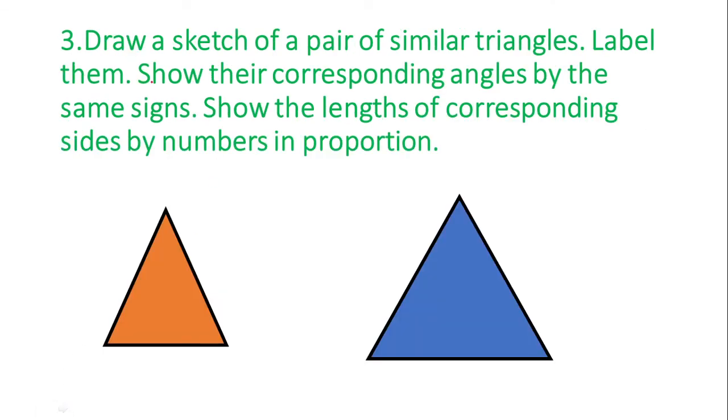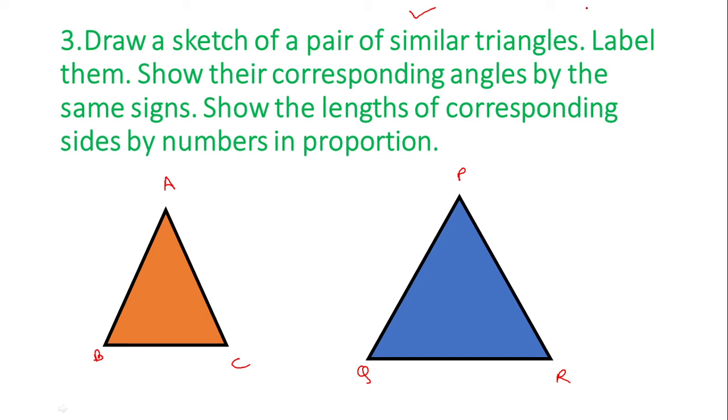Now children, the third one is the easiest. Now you have to draw a sketch of a pair of similar triangles. Now this is an open-ended question. You can draw a pair of any similar triangles, label them, then show their corresponding angles by the same signs and show the length of the corresponding sides by numbers in proportion. Now children, here I have taken two triangles which look similar. Now label them. Yes, I will label them A, B, C. Open-ended question it is. You can do it as per your choice.